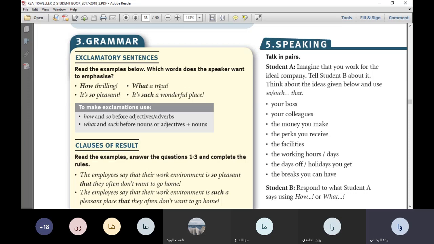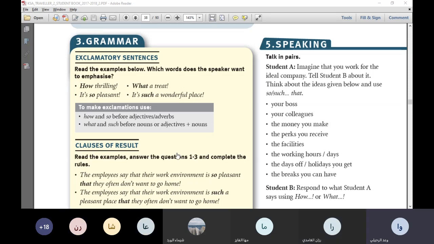So for example, what a treat, here treat is a noun. So that's correct. Then I have to have the noun. Or it is such a wonderful place. What and such are the same. So I have here an adjective, wonderful, and then I have a place which is a noun. Easy? Do you think it's easy? Yes, easy. Okay, now let's move on to the clauses of result.